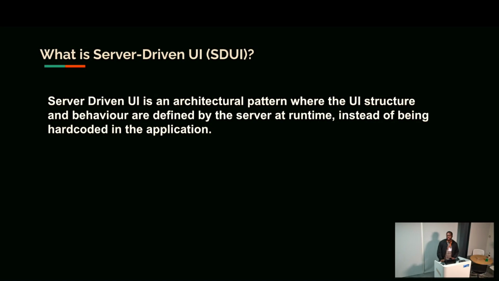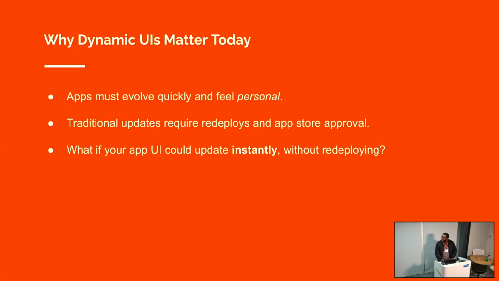But in this architectural pattern, we define what our UI is going to look like on the backend, and then we can pass that backend data, which could be in JSON, to our Flutter client, which is called the renderer, to render our UI from the backend. Now, in the next slide, we'll see why we need dynamic UIs.